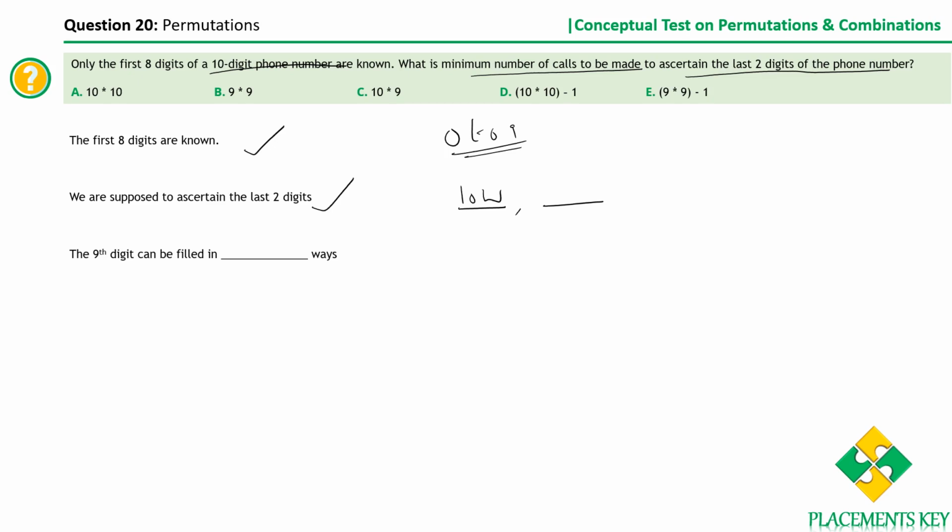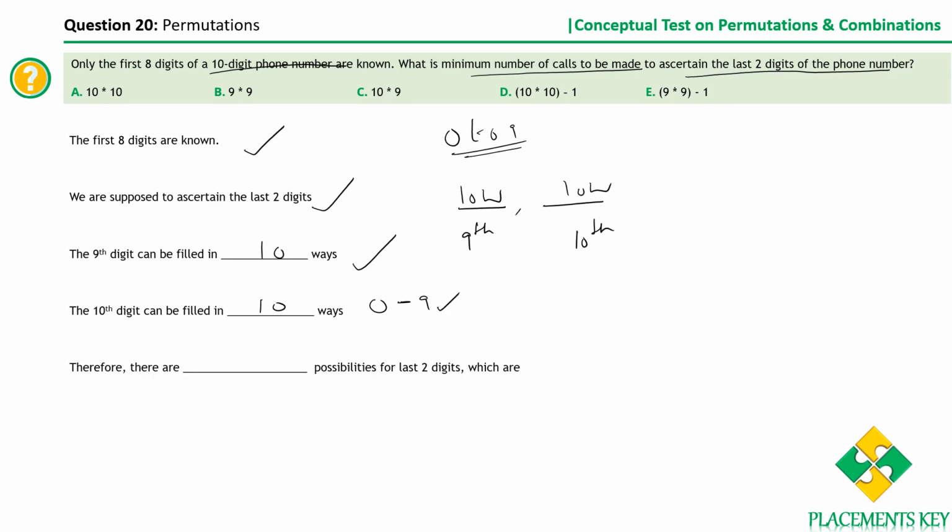Let me write it here. It is the ninth digit, and this is the 10th. The ninth digit can be filled in 10 ways. Next, the 10th digit can also be filled in 10 ways because it can also take any digit between 0 to 9. 10 ways.